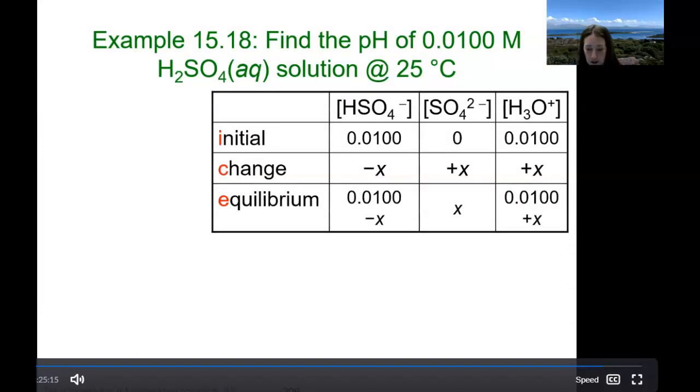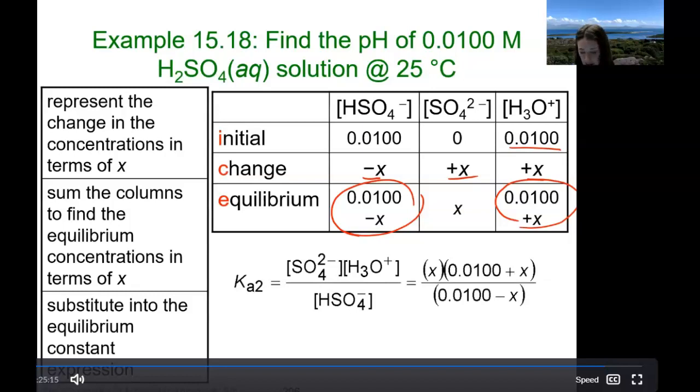But here's where it becomes trickier. Because you've got a minus x, just like we did before, but because you have a value here, you actually can't do x is small. It just doesn't work, I'll just warn you. So you have to do the math. You have to do the quadratic formula. And again, this is only going to occur with sulfuric acid. This is the only thing that's going to matter is with sulfuric acid.